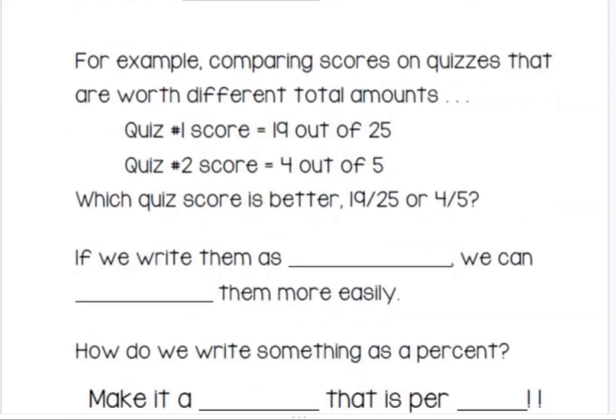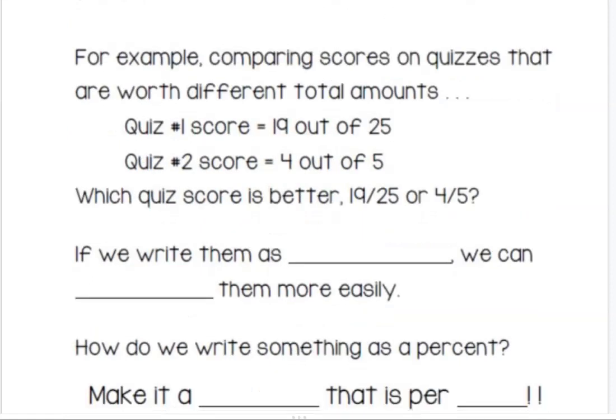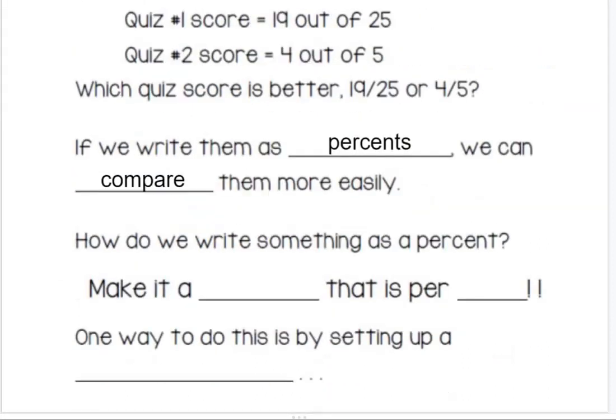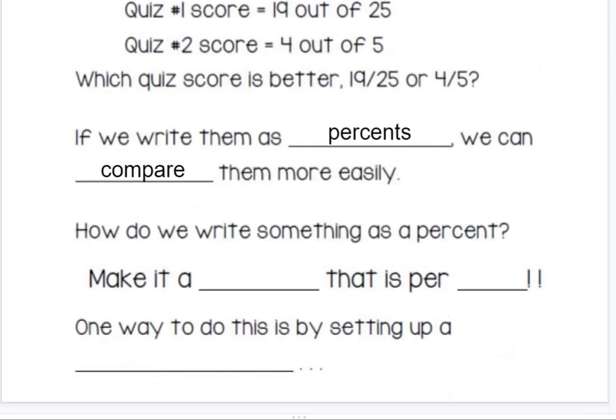Which score would be better, 19 out of 25 or 4 out of 5? Well, written that way, it's not as clear what's a better score. But if we write them as percents, we can compare them more easily because they will both be out of 100. And so then we can just look at those top numbers as opposed to comparing 19 and 4. 19 seems like a better score, but since it's out of a different total, am I sure that that's better or not?